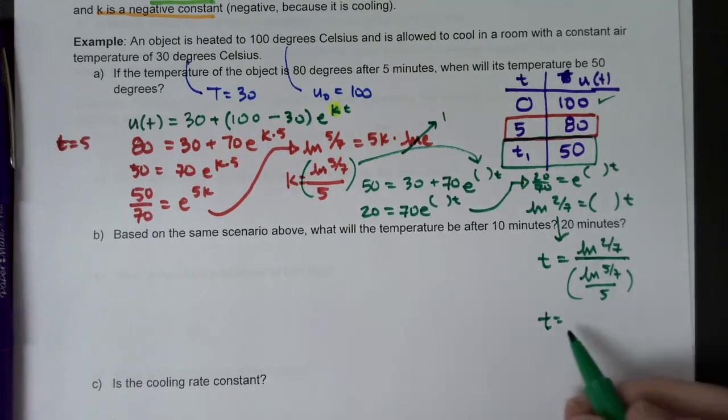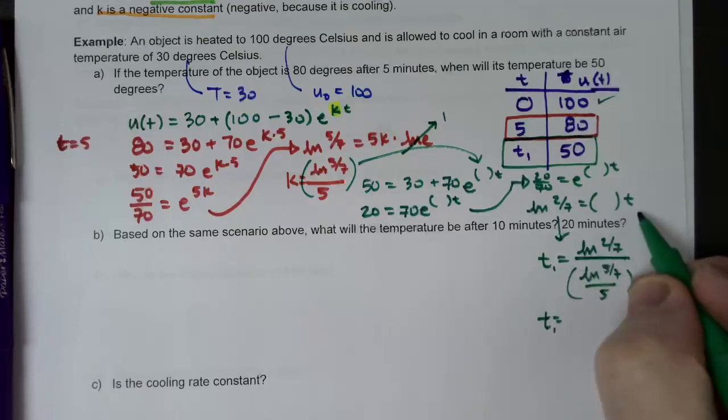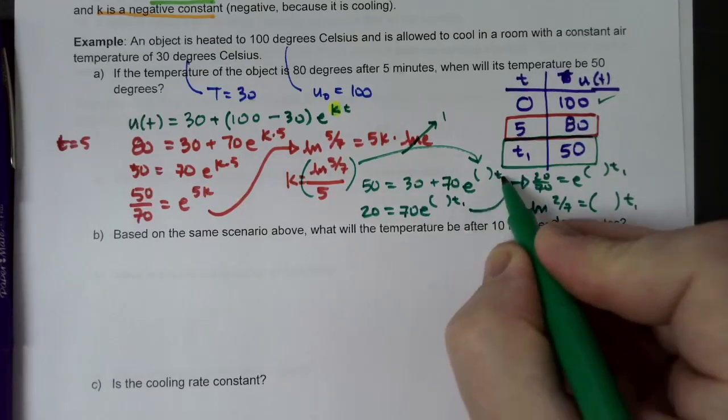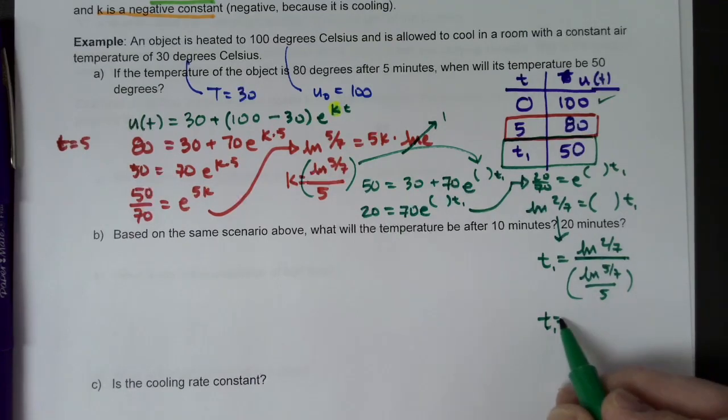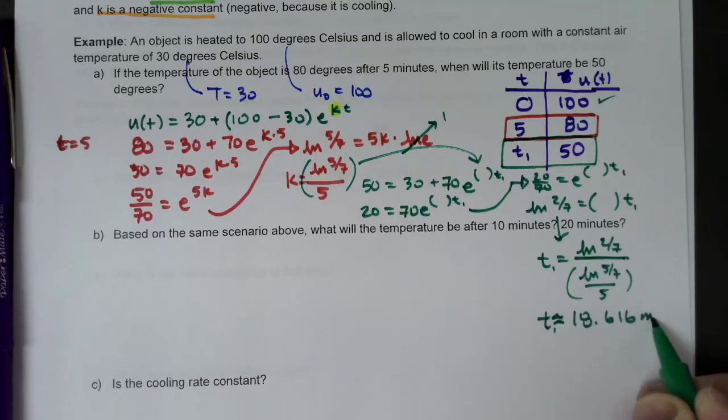Or t, and I guess since I called it t1 up there, I probably should have been going t1 each time. Our t is going to equal, when I put it in the calculator, approximately 18.616 minutes. So just under 19 minutes for that object to cool from 100 degrees to 50 degrees.